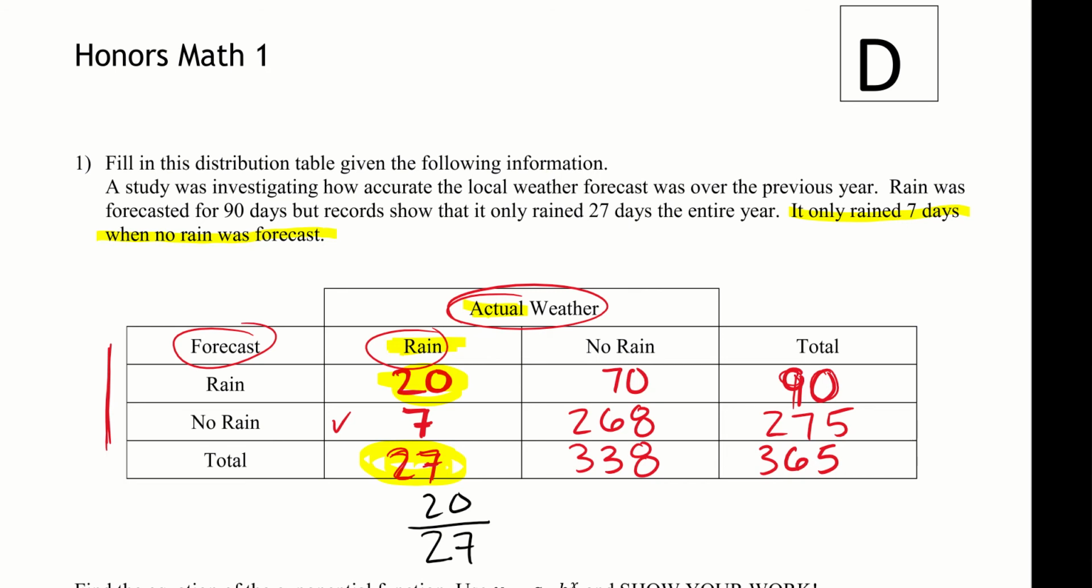So if I take 20 and divide it by 27, that means that about 74% of the time the weatherman was correct, right? 74% of the time, 20 out of 27, they got it right. And if I said what was the probability that they were incorrect, that would be 7 divided by 27, and it should be about 26%, right?